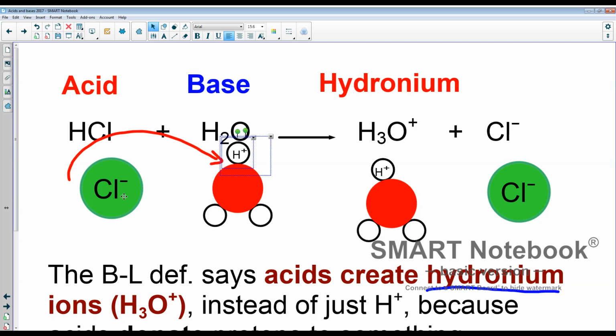So if I mix hydrochloric acid with water, the acid wants to donate the hydrogen. Remember, it's an acid. That's what acids do. It donates it, and then I get this thing called H3O plus. H3O plus is what we call hydronium.